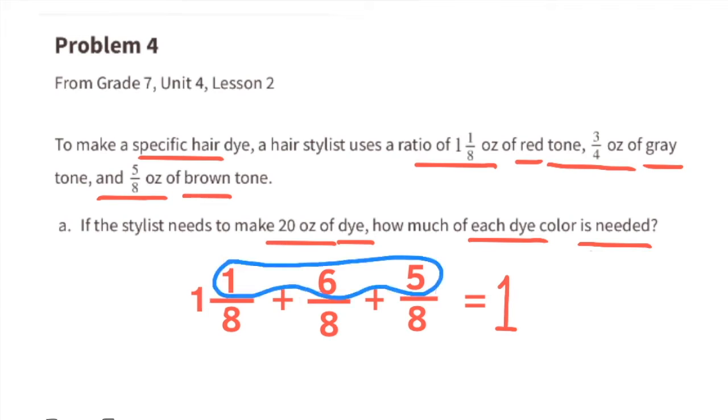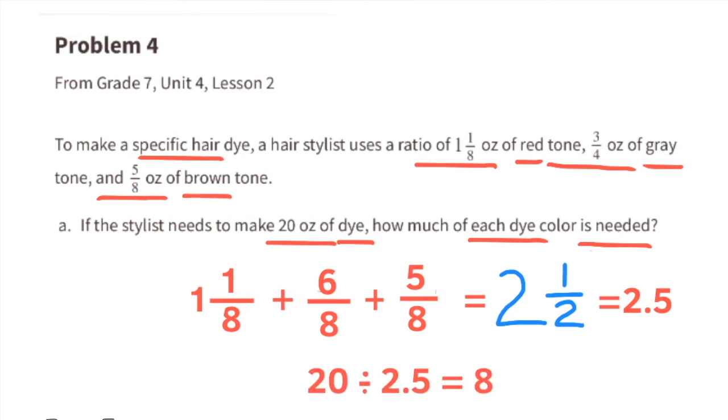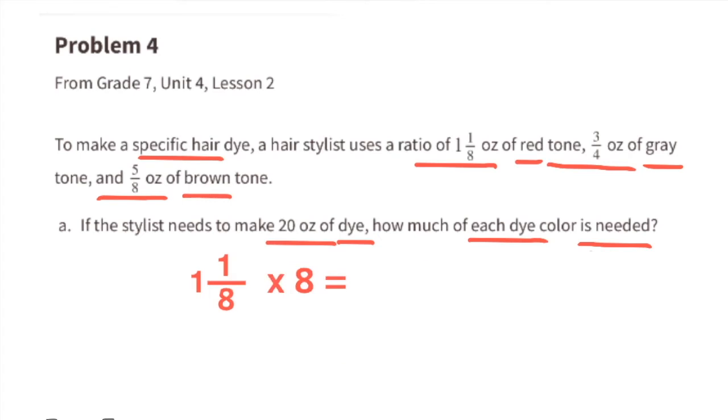Let's add the numerators. 1 plus 6 plus 5. That equals 12/8. So altogether we have 1 and 12/8, which is the same thing as 1 plus 12/8. And 12/8 can be simplified to 1 and 4/8, which can also be simplified to 1 and 1/2. The total of all three tones is 2.5 ounces. Since 2.5 ounces goes into 20 ounces 8 times, to make 20 ounces of dye, the stylist would need to multiply each ratio times 8.